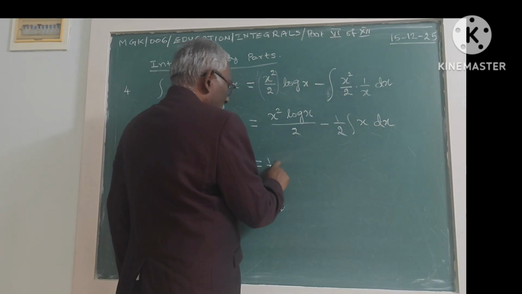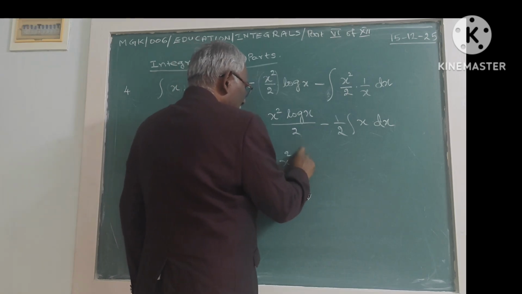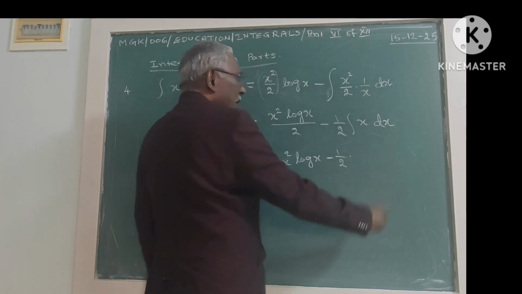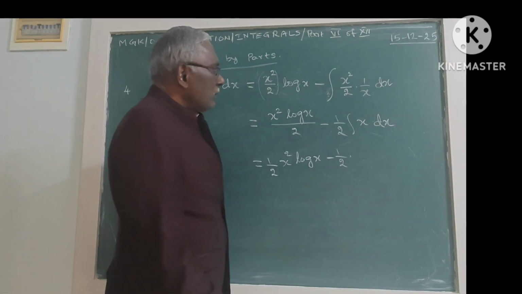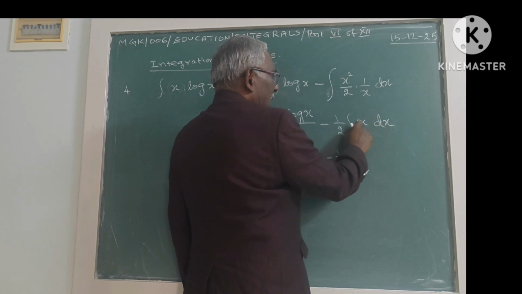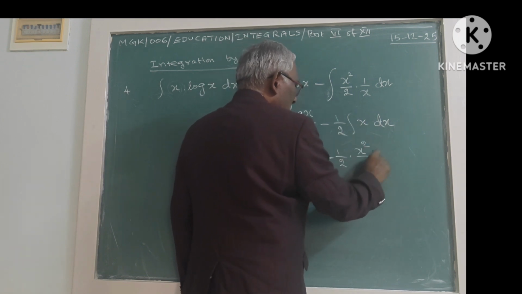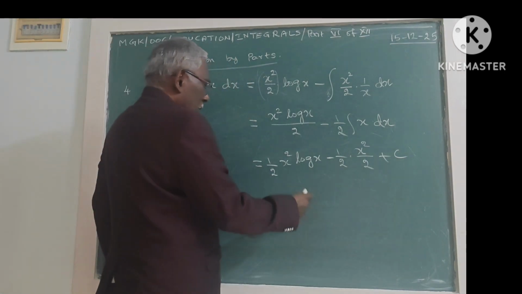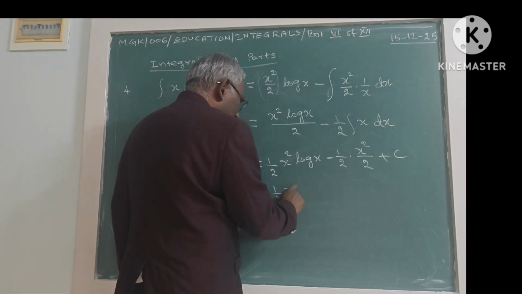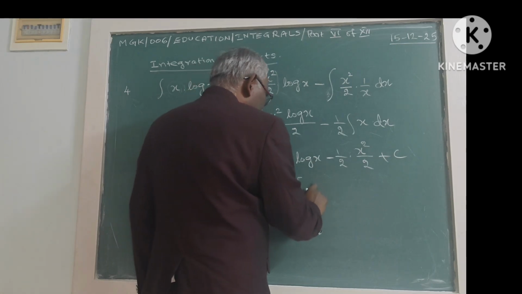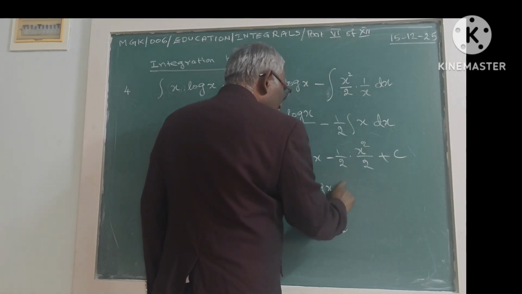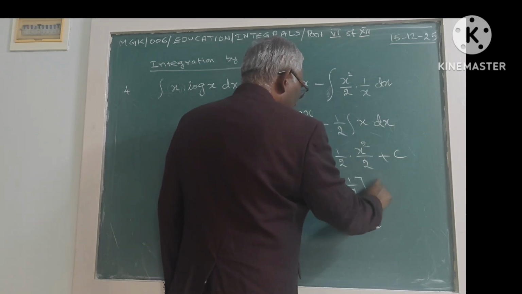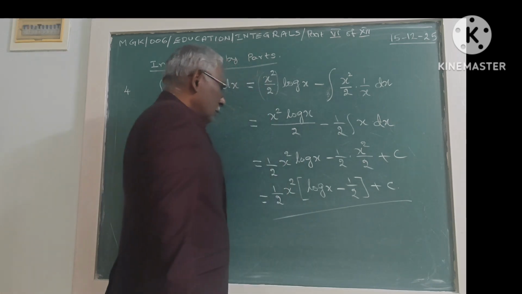So 1 by 2 times x square log x minus 1 by 2 times, if we integrate x with respect to x, integral x dx is x square by 2 plus constant. Taking 1 by 2 x square outside, we get log x minus half, plus constant. So this is the answer.